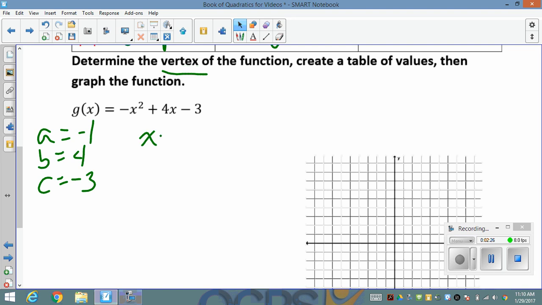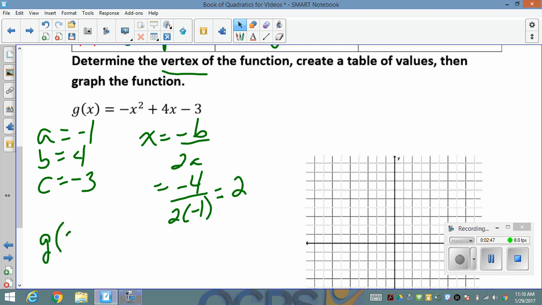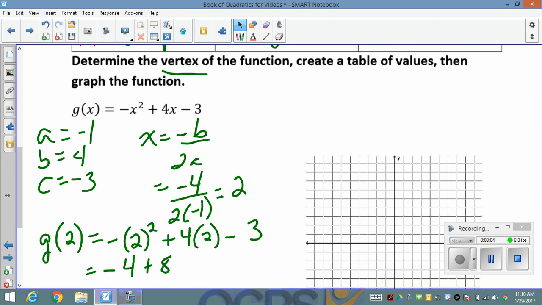So to find our vertex, we're going to do negative b over 2a. So in this case, I'm going to have negative 4 over 2 times negative 1, which is negative 4 over negative 2, which is a positive 2. Now remember, to find my y value, I'm going to plug in 2. So in this case, because it's labeled as g of x, I'm going to do g of 2, negative 2 squared plus 4 times 2 minus 3. Notice this negative's on the outside, it's not getting squared. So negative 4 plus 8 minus 3, which is going to give us 1.